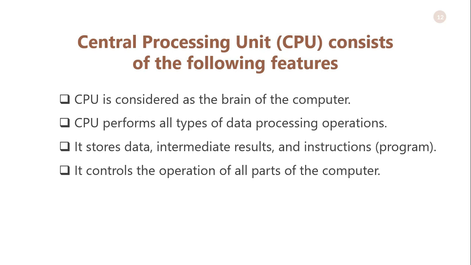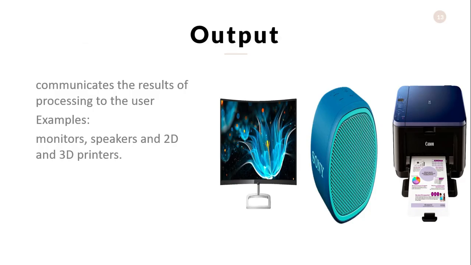The Central Processing Unit or CPU has the following features. First, the CPU is considered the brain of the computer. The CPU performs all types of data processing operations. It stores data, intermediate results and instructions, and it controls the operation of all parts of the computer. Output. Output communicates the result of processing to the user or displays it in several ways. Output peripherals include monitors, speakers, and 2D and 3D printers.